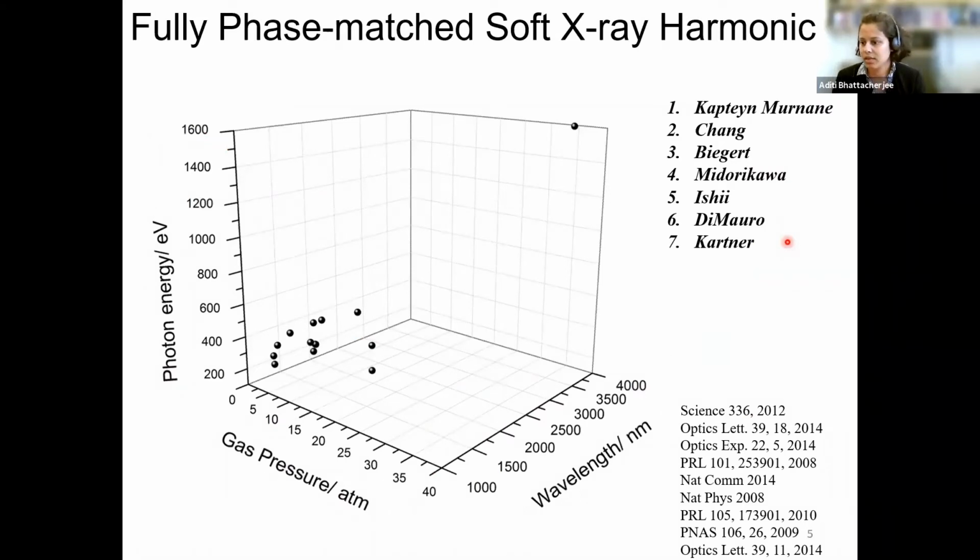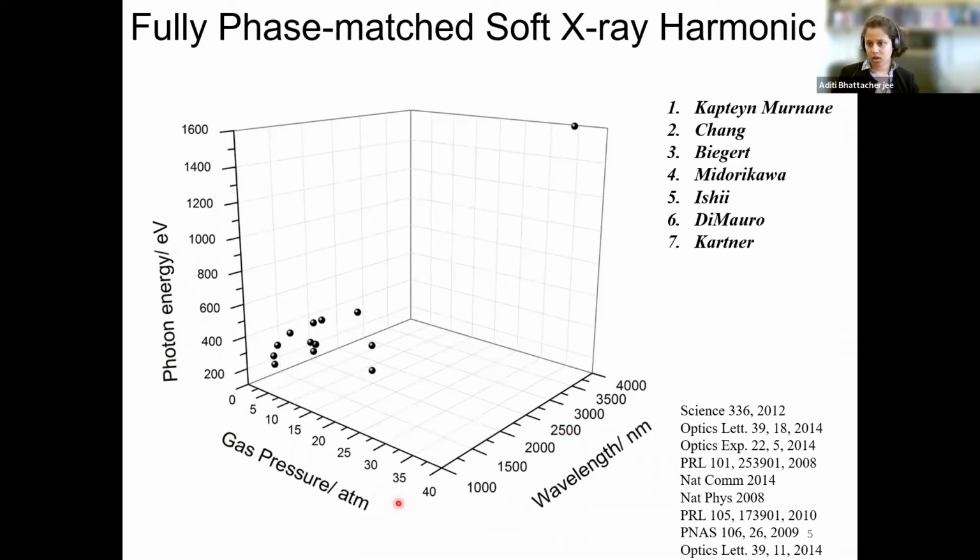What you see here is a plot of all the leading groups in the field who made high order harmonics in the water window and beyond before we got interested in the problem in 2014. So this is not an updated slide. This is before 2014. To quickly walk you through this plot, what you see on the Z-axis is the photon energy. So these are the highest photon energies ever made on a tabletop source. On the X and Y are the phase matching conditions that were sampled.